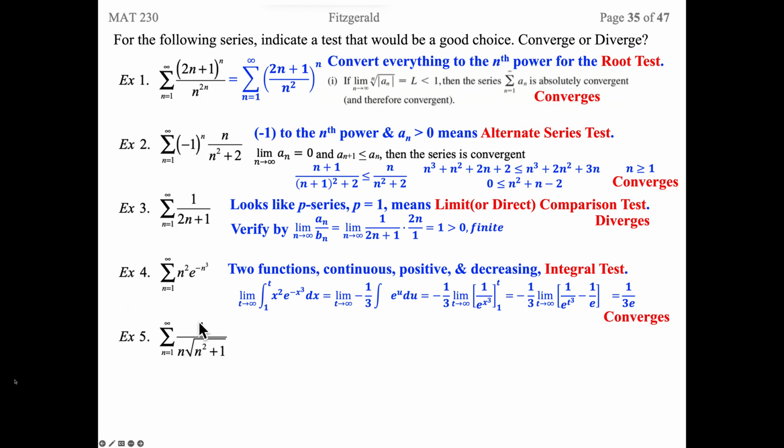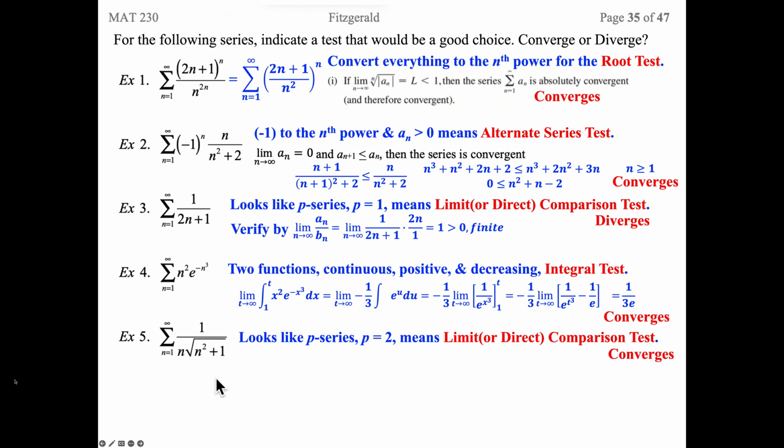Example 5. Okay, dead giveaway here, 1 over n to powers. So I'm thinking this looks like a p-series. Drop the plus 1. Square root of n squared is n. Times this n, it's 1 over n squared. That's my b sub n. So that's a p-series, p equals 2. So 2 is greater than 1. This converges. So my b sub n converges.